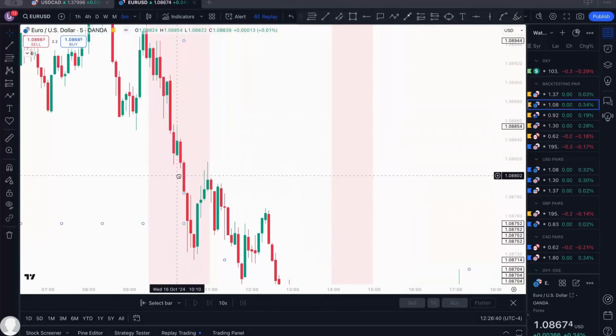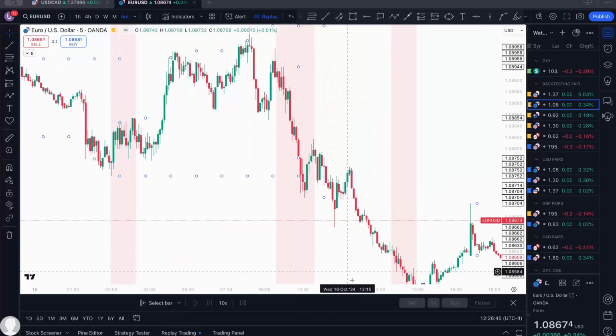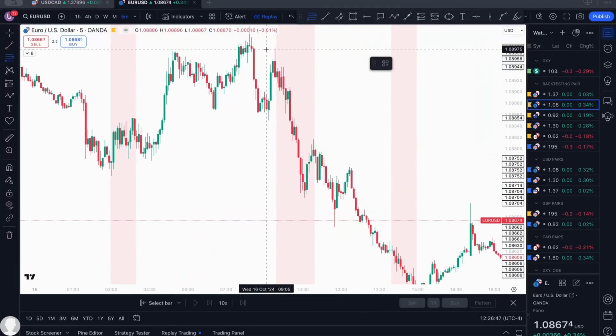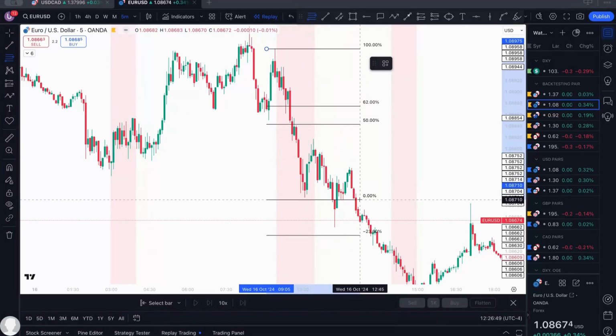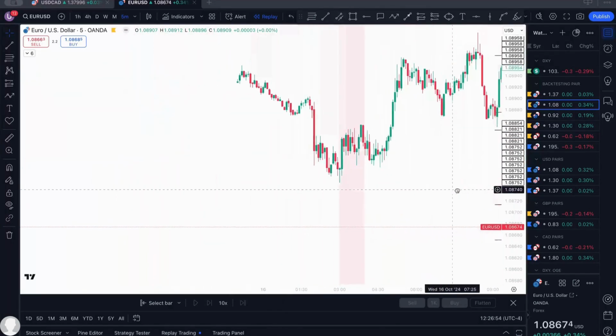What do I have here now? I have a break of structure. But if I use my Fibonacci from the high to the low, this is below 50%. So I have no trade for myself for the day.